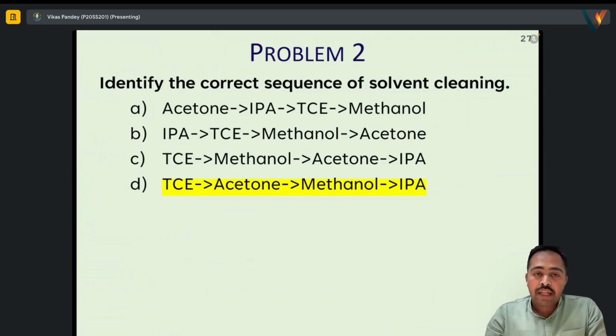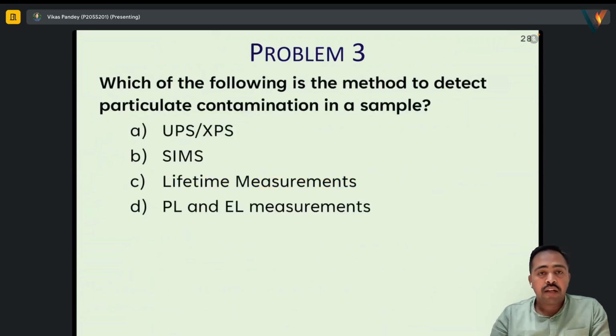Now let's come to problem 3. Which of the following is the method to detect particulate contamination in a sample? UPS, XPS, SIMS, lifetime measurement, PL and EL measurement. So we have seen in the lecture that PL and EL measurements are used for detecting the particulate contaminants in a sample. Okay.